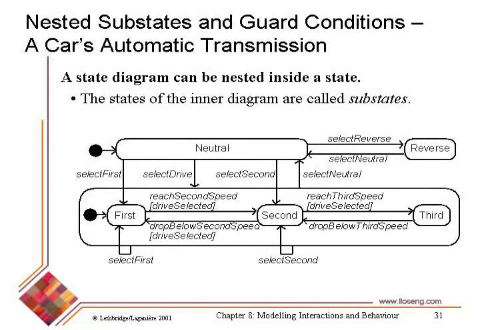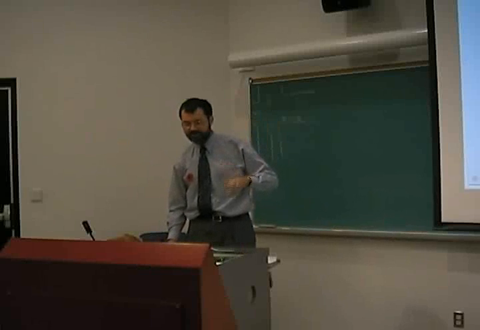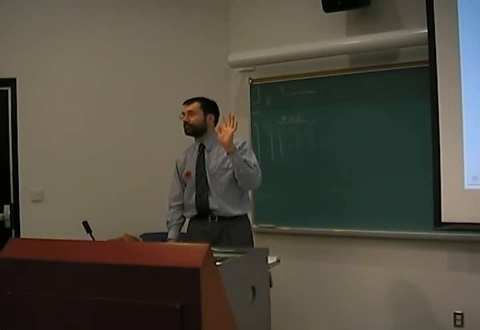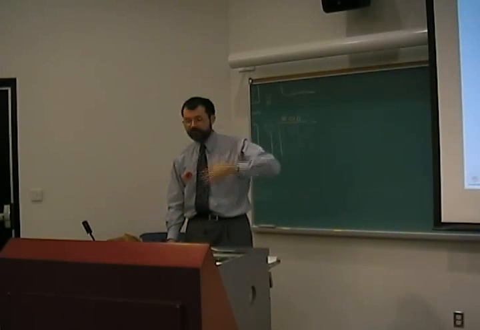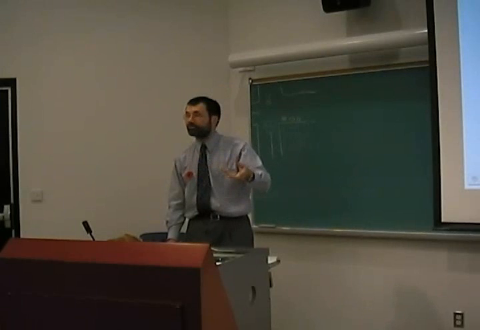This select neutral arrow from the boundary of the drive state to the neutral state says if the driver at any point in time selects neutral, whatever I'm doing, I will get out of this drive state and jump into neutral right away. It doesn't come from first, doesn't come from second, doesn't come from third. It says from any of those substates, I'm going to go to neutral.